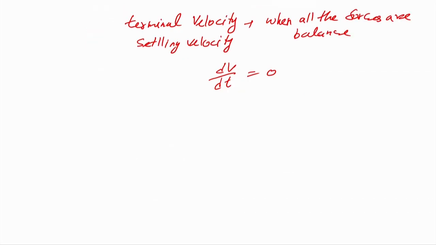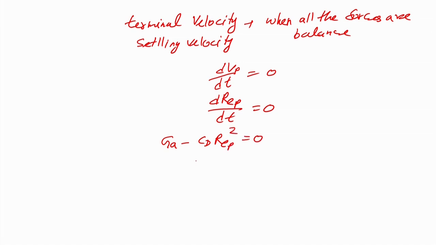It means if dv by dt is equal to 0, then dRep upon dt is also going to be 0, say particle velocity, then this equation will be modified and will be gA minus Cd Rep square equal to 0, or you can say that Cd Rep square is equal to gA. So, you can find the correlation here directly, and for the Stokes regime again if I do that.